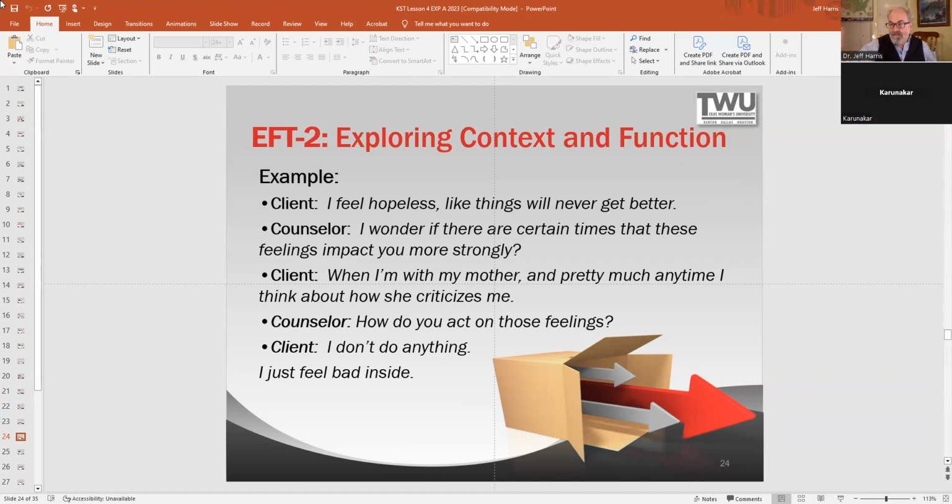So here we have a new reaction from the same client. We talked about anger, but now we're talking about hopelessness. The trigger for hopelessness is this client's mother criticizing them, and then do they act on it? No. I don't do anything. I just feel bad inside. So sometimes the action is no action. Sometimes people are paralyzed. Sometimes people feel stuck. Sometimes people shut down. So a lack of action can be a consequence of a particular emotion.